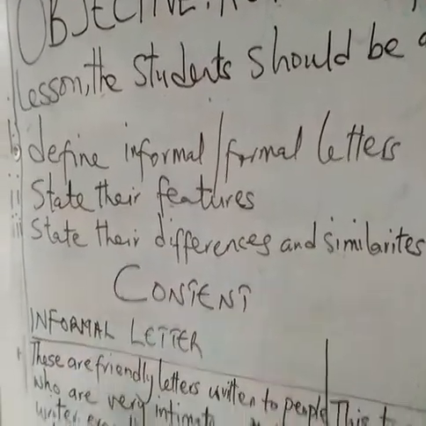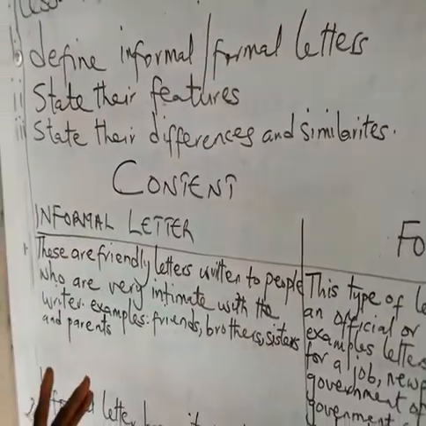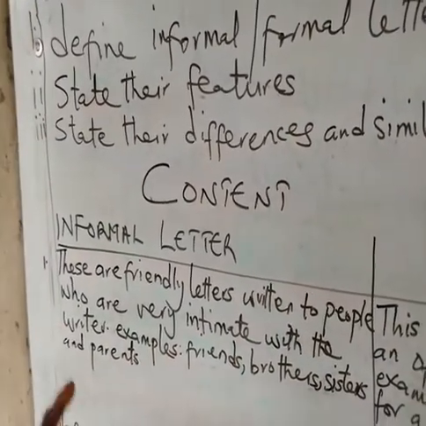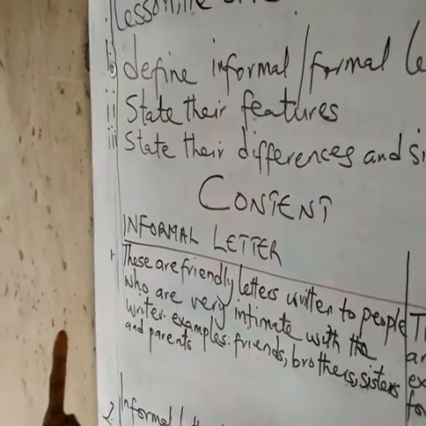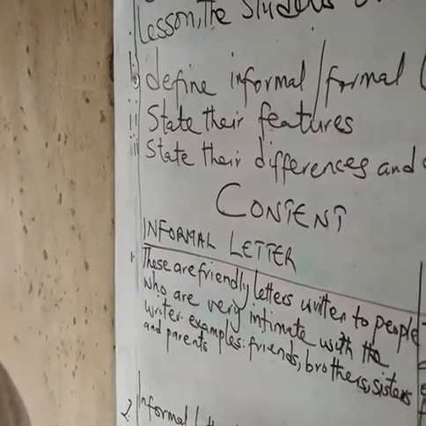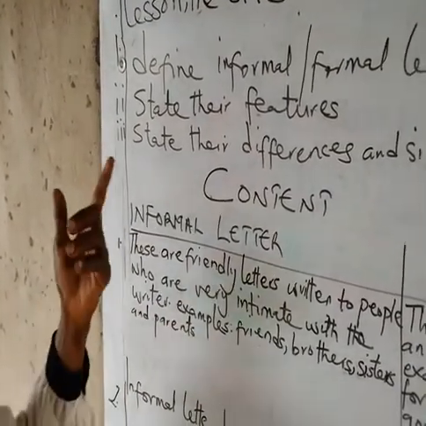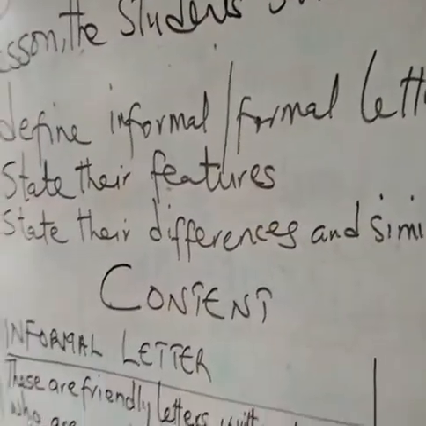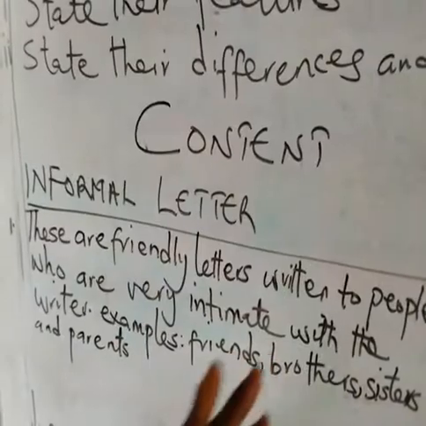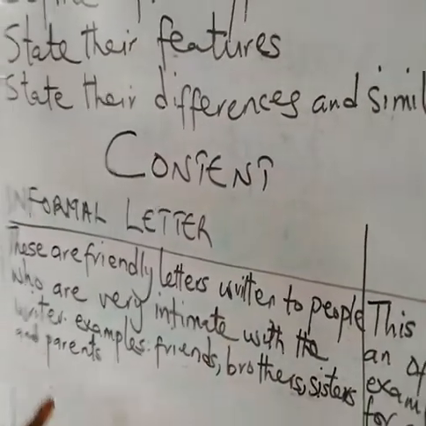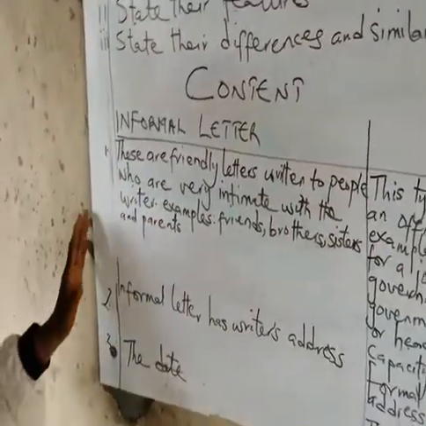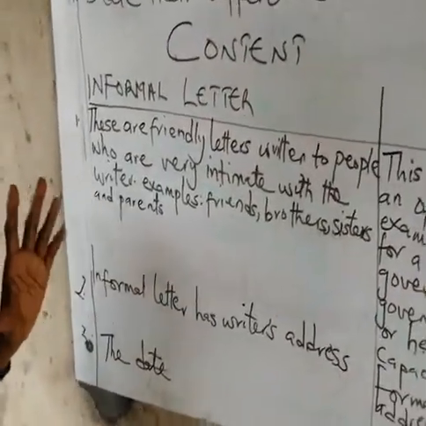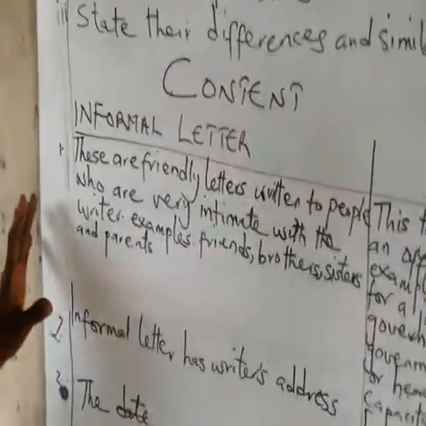These formal and informal letters have features that a student must know very well, and be able to differentiate them so that you will not make the mistake of giving the qualities of informal letters to formal letters. The third one, state their differences and similarities. Now look at the content. The content is what the lecture is all about. Let's have a view of this content.